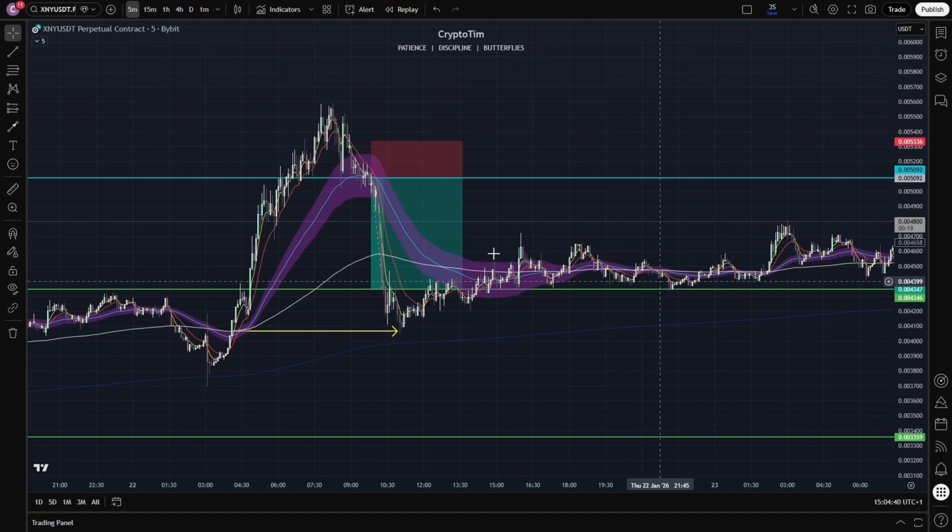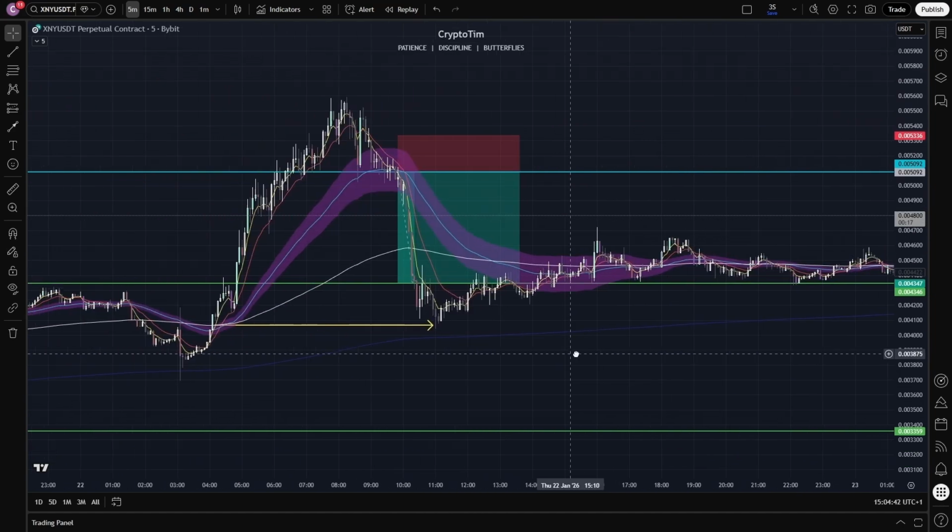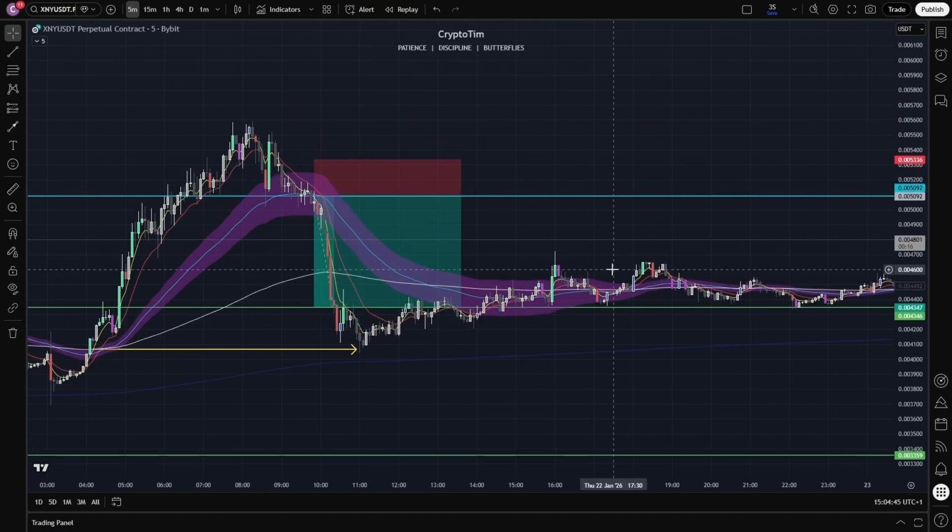We don't care about it. We got a nice 3R trading setup, which played out pretty quickly.